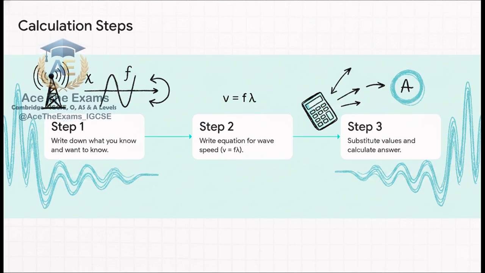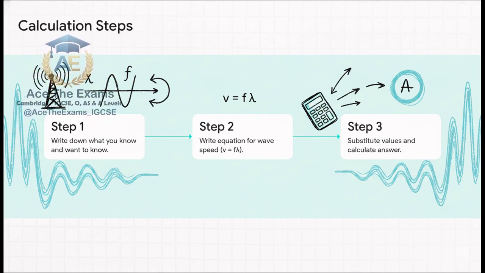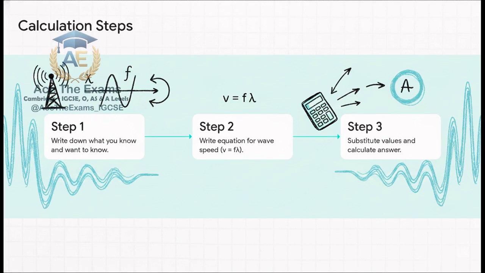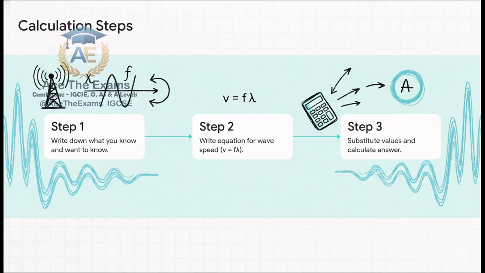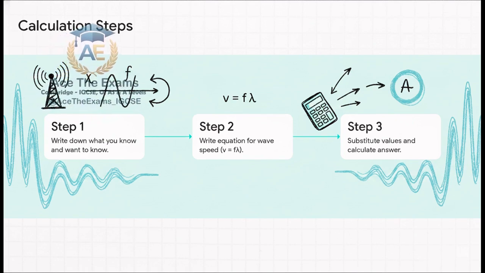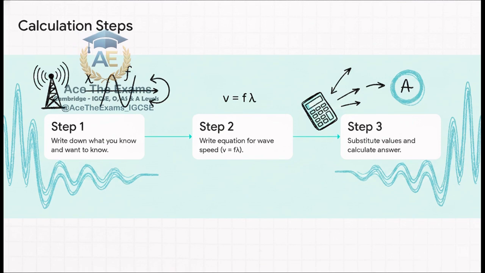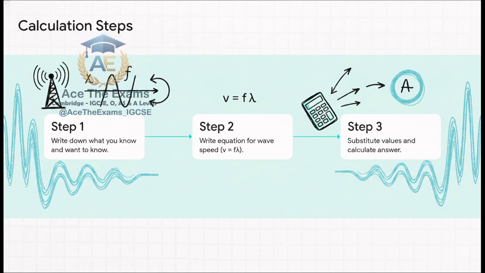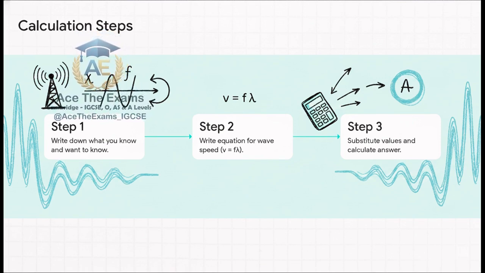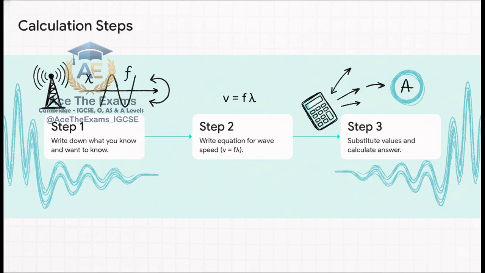Now watch out, here is a massive trap. You absolutely cannot use megahertz in the standard physics equation. You must convert it to standard SI units. Mega literally means million, so that is 200 million hertz, or 2 × 10^8 hertz. Wavelength, lambda, is given as 1.5 meters. We want to know v, the velocity or speed.